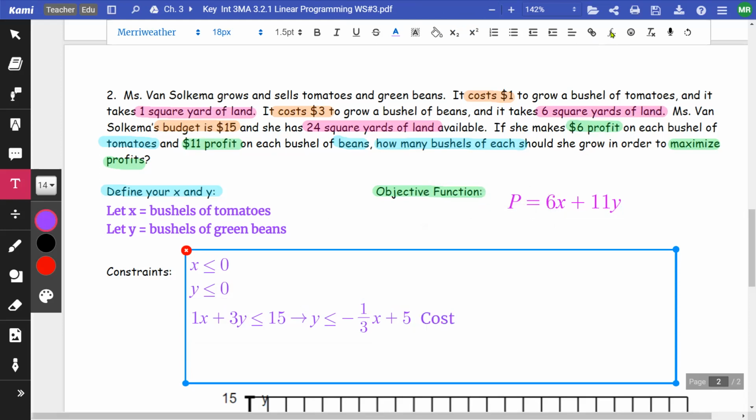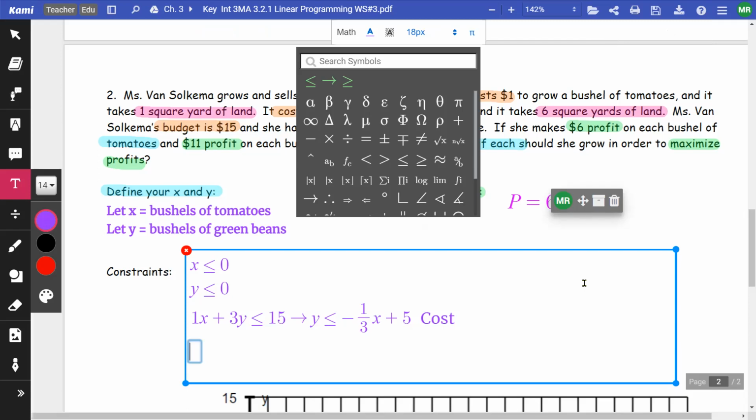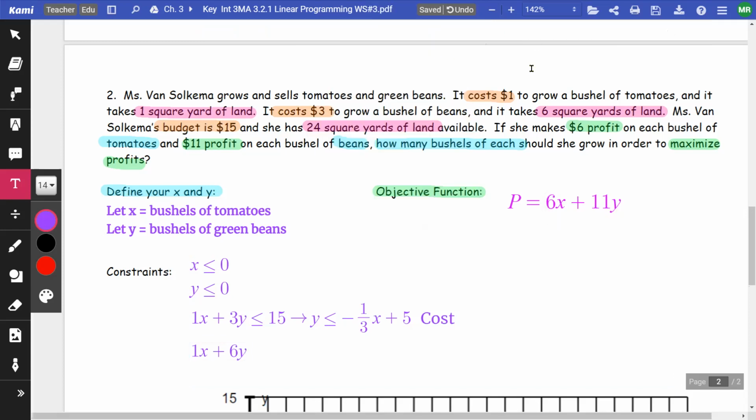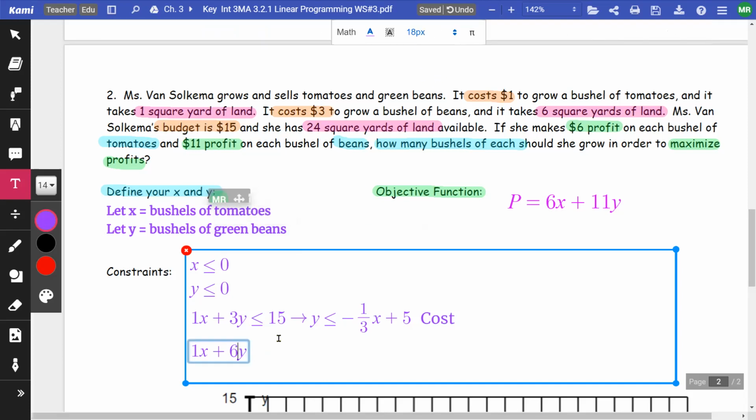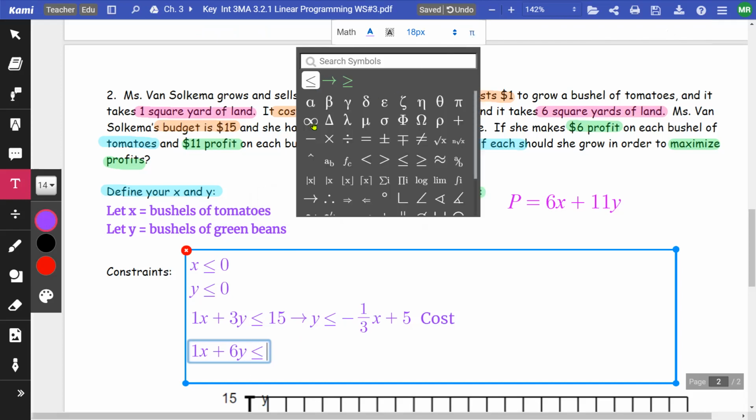Then I'm going to write one dealing with square yards. So we have 1 square yard for the tomatoes. We need 6 square yards for the green beans. And we have a total of 24 square yards. So that's going to be less than or equal to 24. And then I can rewrite this.